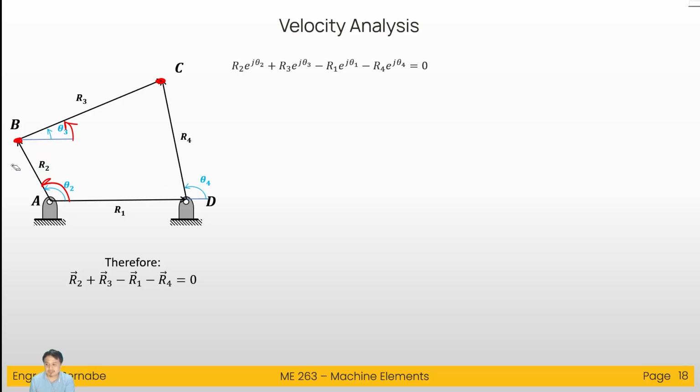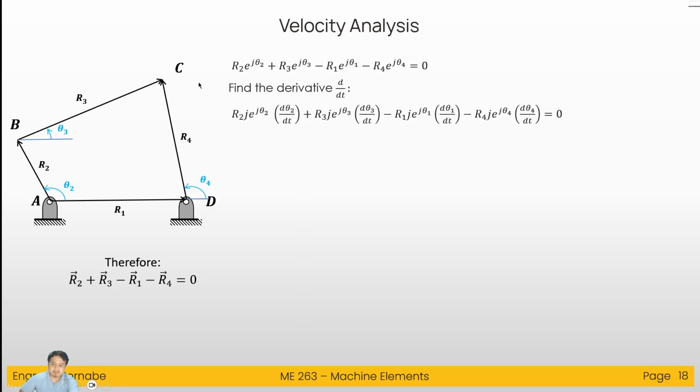There is a way to solve for or represent this velocity by just finding the derivative of this equation that we've built up recently. If you find the derivative with respect to time, we have this equation. e raised to j theta is very easy to derive, if you can remember. So this will be the derivative.